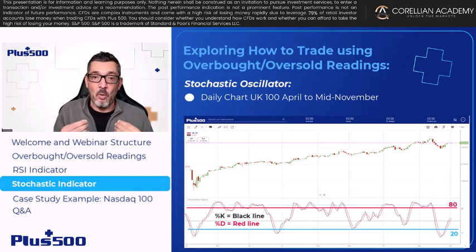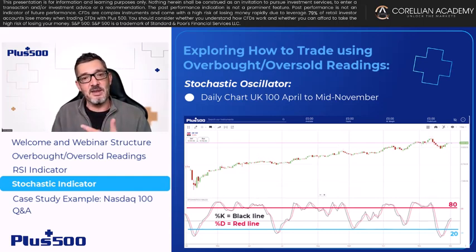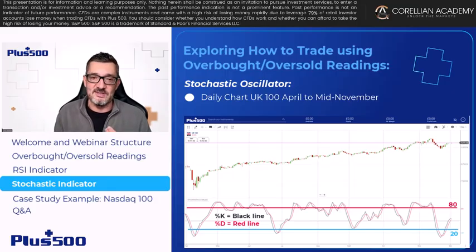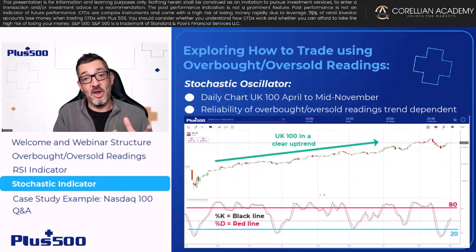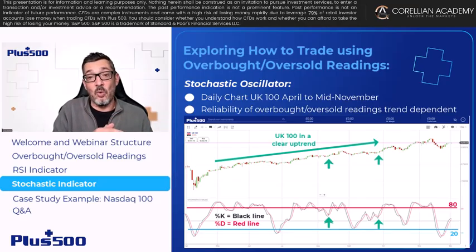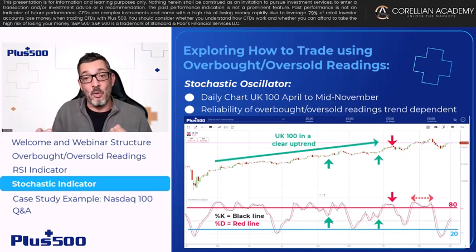But, and this is the important part, when we look at the chart, we see the same issues we saw with the RSI. Overbought and oversold readings are not consistent. Their reliability depends heavily on the trending condition of the CFD. In the UK 100 example, we're clearly in an uptrend, and within that environment, the stochastic doesn't always reach oversold levels before price turns higher again. Overbought readings don't always lead to meaningful declines, and the indicator can remain overbought or oversold for extended periods.